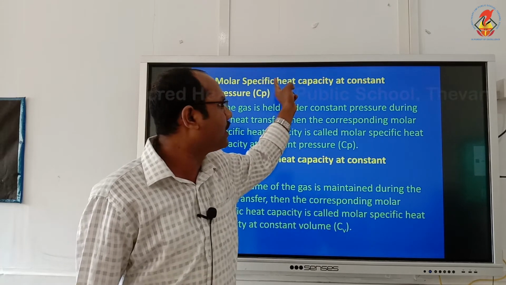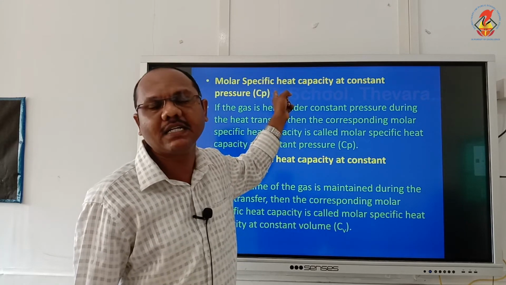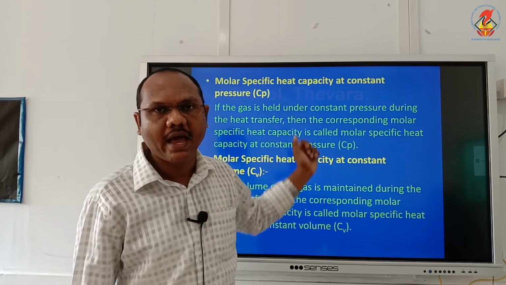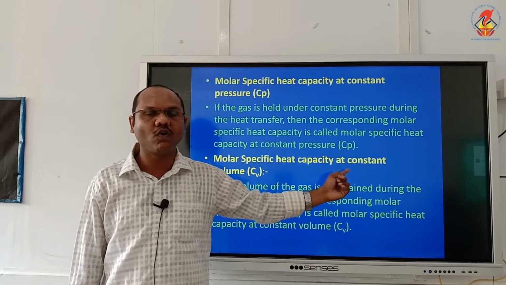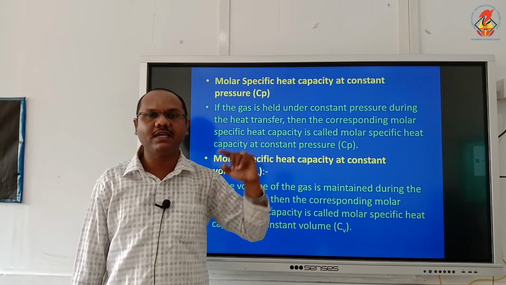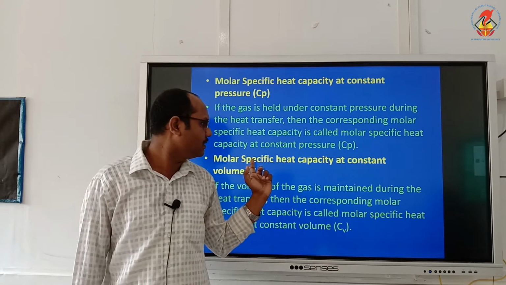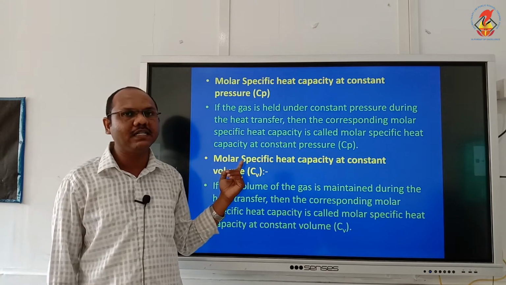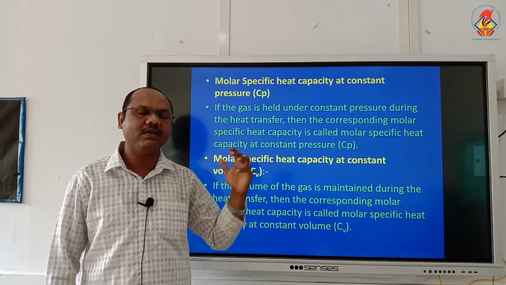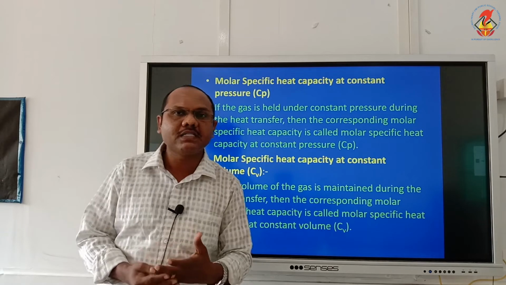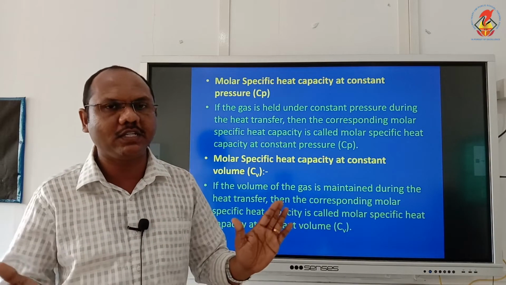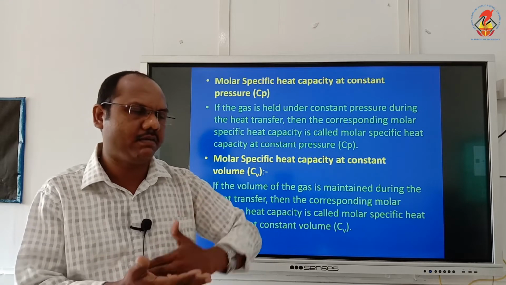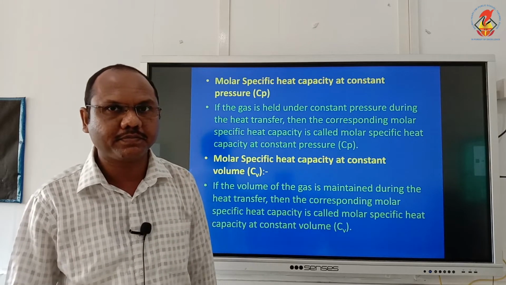One is specific heat capacity at constant pressure, denoted by Cp, and the second one is specific heat capacity at constant volume, denoted by Cv. So gases have two types of specific heat, Cp and Cv, whereas liquids and solids have only one specific heat. So we are not categorizing them.